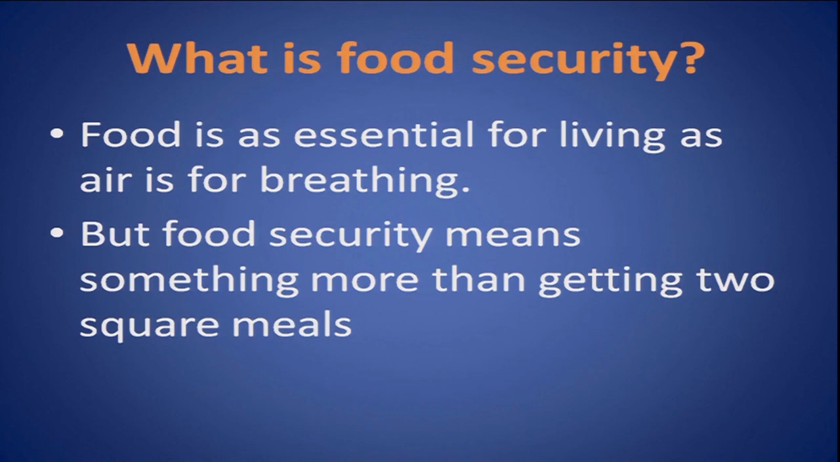Now, the question is, what is food security? As you know, there are three basic necessities in the life of the people: food, clothing, shelter. You can say food is the most important of these. As we need air to breathe and water to drink, so also food is an essential item for the people. But food security is something more than getting two square meals a day. We are talking about the two square meals? No, it is not about that only. It is more than that.